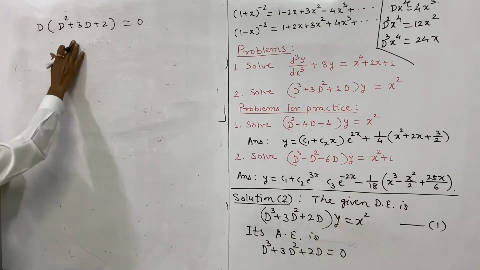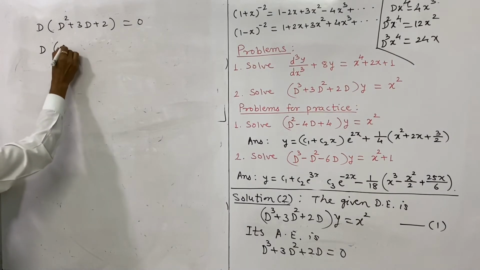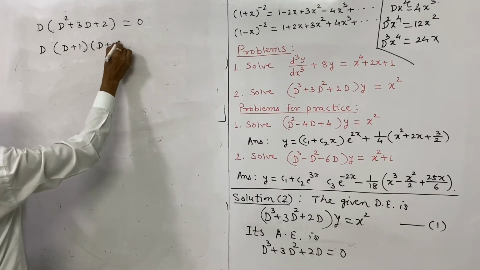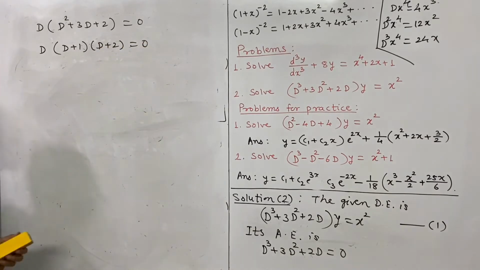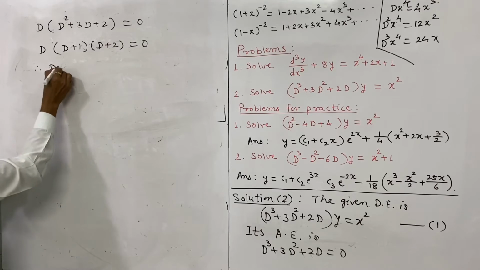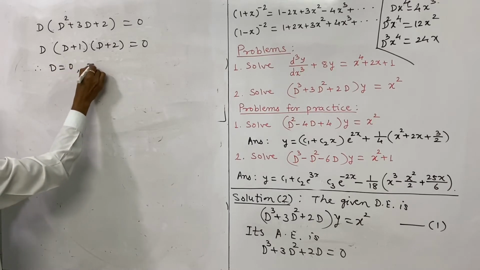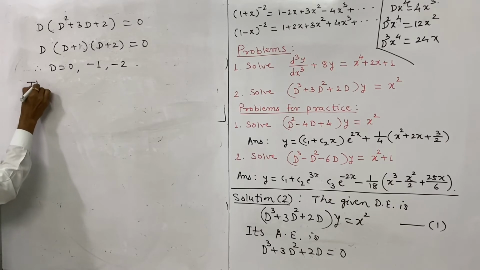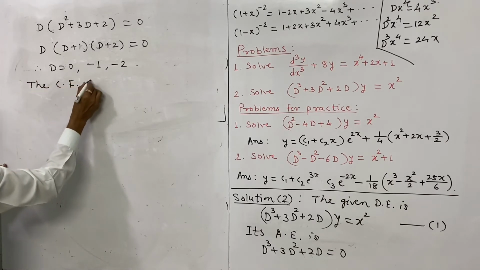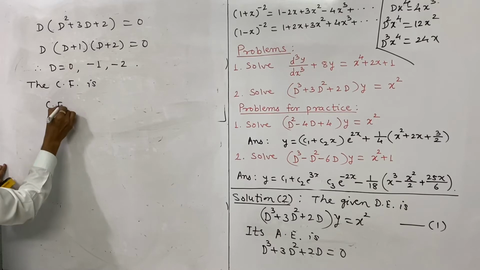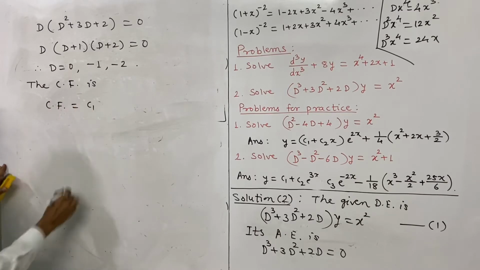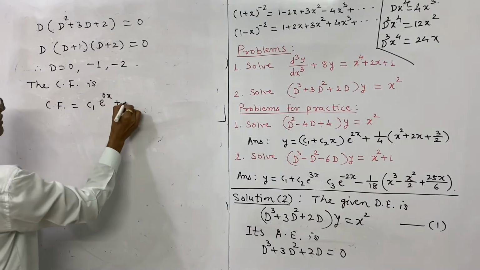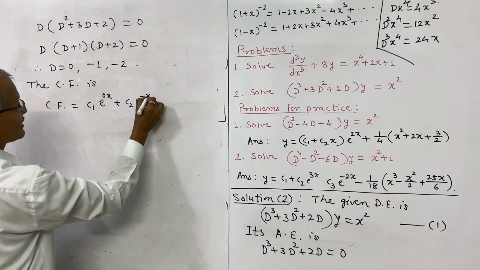Again it can be factored as d. You should observe the factors are d plus 1, d plus 2 equal to 0. And therefore the values of d are d equal to 0, minus 1, minus 2. And therefore the complementary function, CF, is equal to C1 e power 0x plus C2 e power minus x.